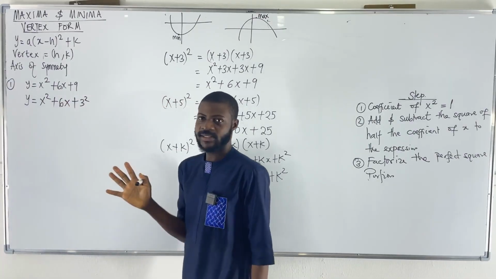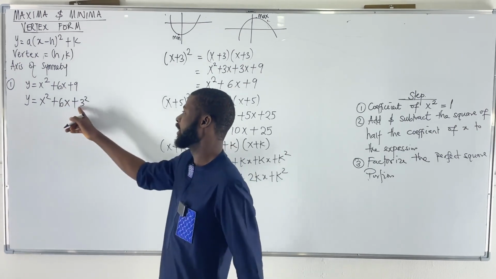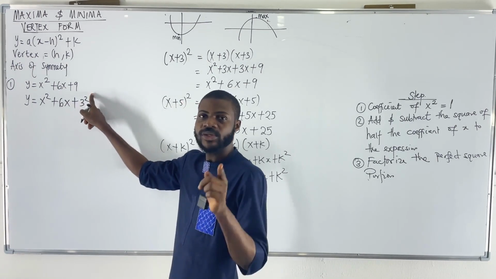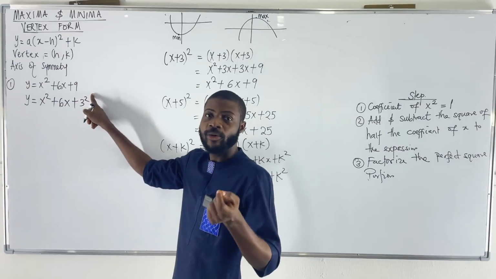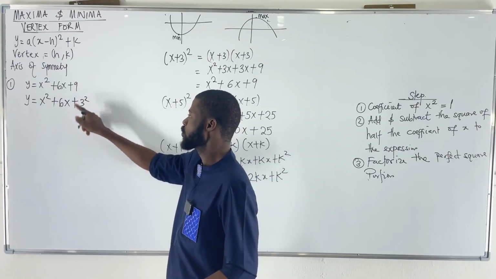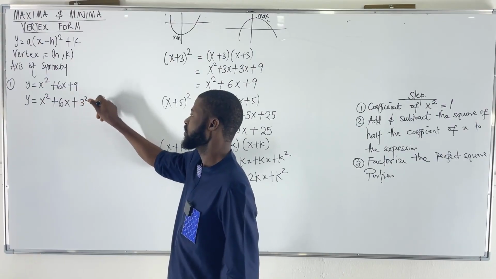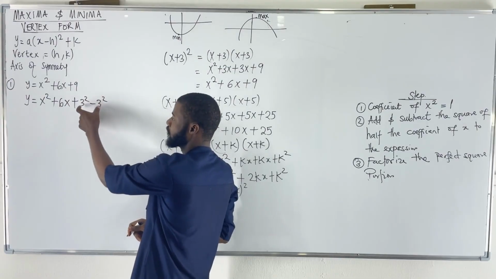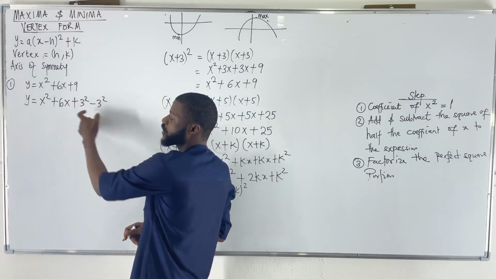But if you notice, I think I should use another color. Okay, in future examples, I'll use another color for this. This is plus 3 squared. But it was by your own doing that you added the 3 squared. So to balance up the equation, you ought to say minus 3 squared again, so that these two guys will cancel out, making the equation the same.